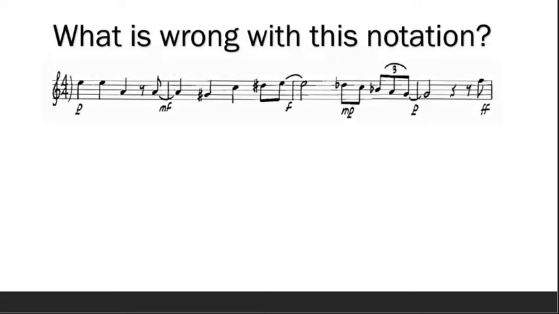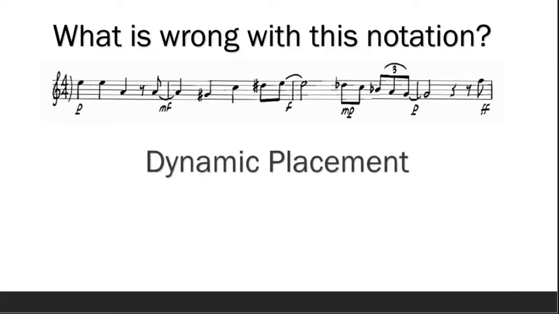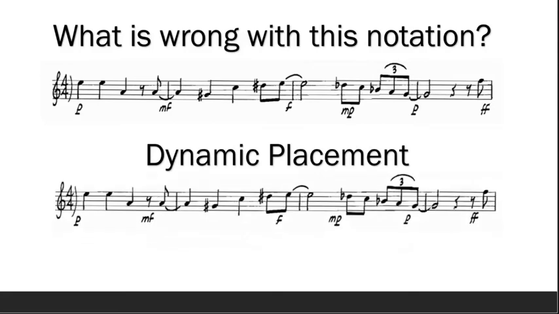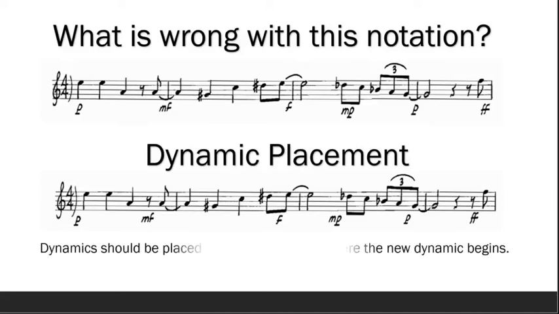What is wrong with this notation? The dynamic placement. Dynamic placement is something you have complete control over in these programs like Finale and Sibelius. So the rule of thumb, or actually the correct way to do this, according to Clinton Roemer, and he's the author of The Art of Music Copying, is that dynamics should be placed just before the note where the new dynamic begins.